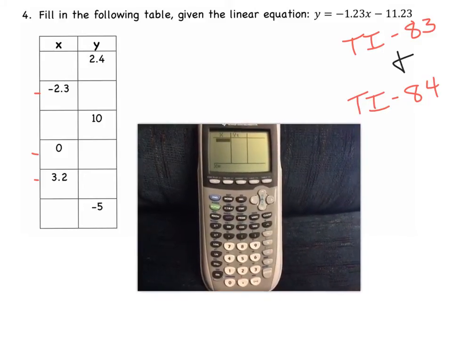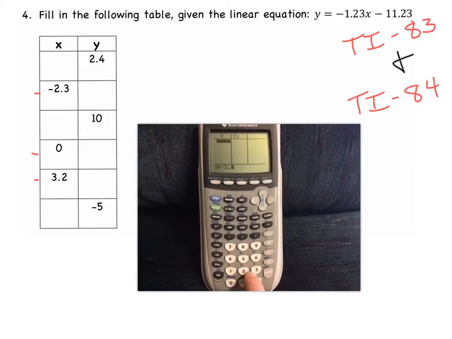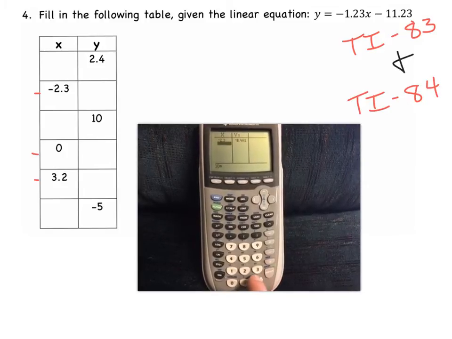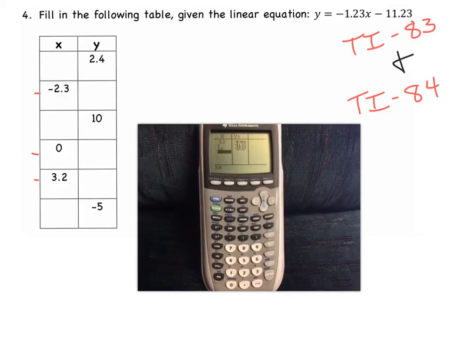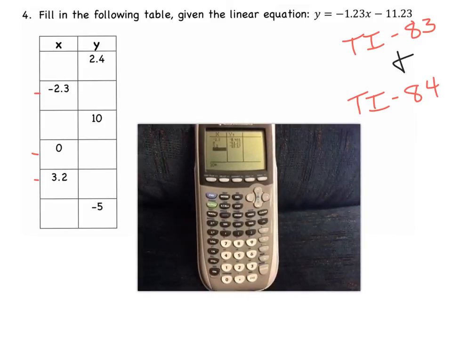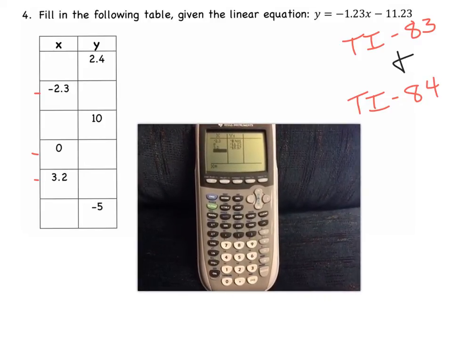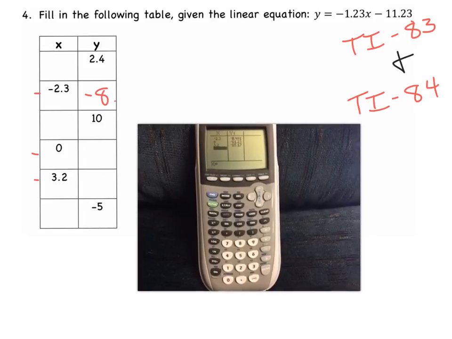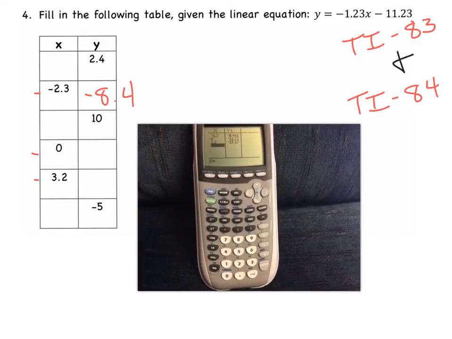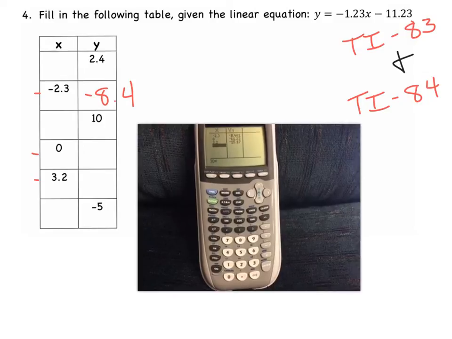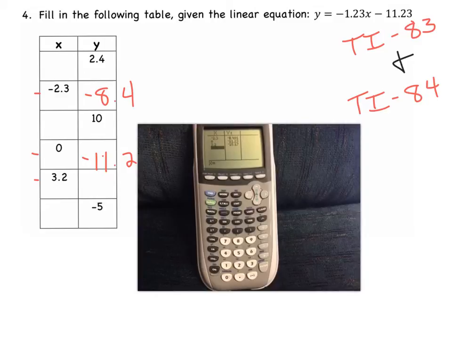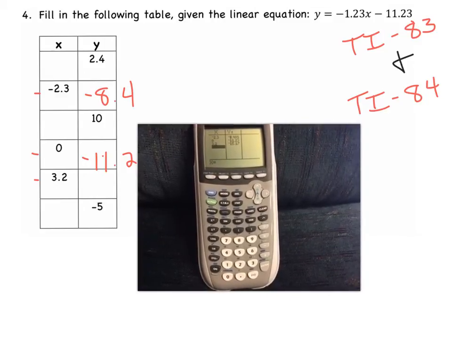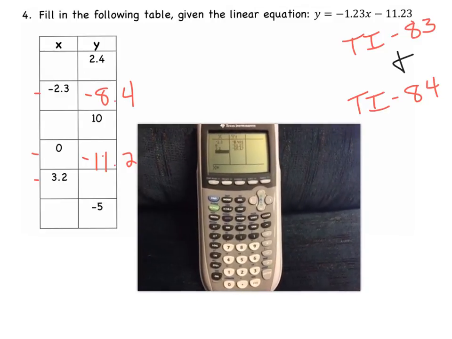And I'm going to type in the numbers I'm given. So negative 2.3, 0 and 3.2. And those are my first three answers. So I'm going to go ahead and write those down. On the test, or on the quiz, I'll probably say round to 1 decimal place, so negative 8.4, negative 11.2, and negative 15.8. Sorry, it's hard to fit this in the boxes.